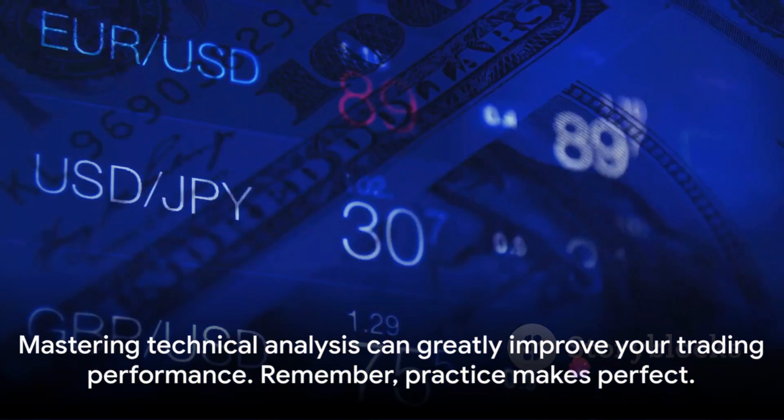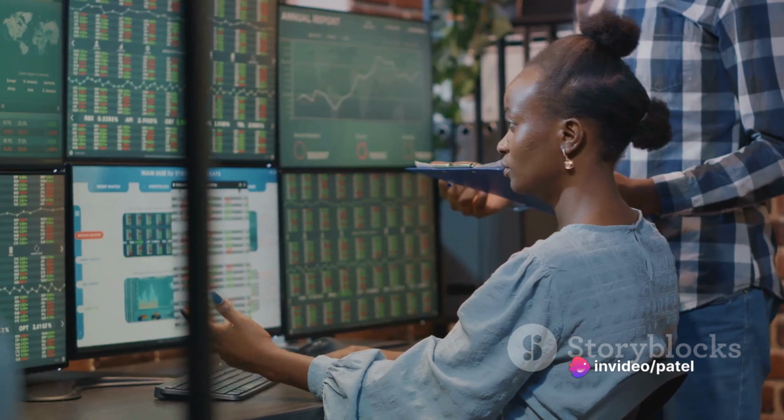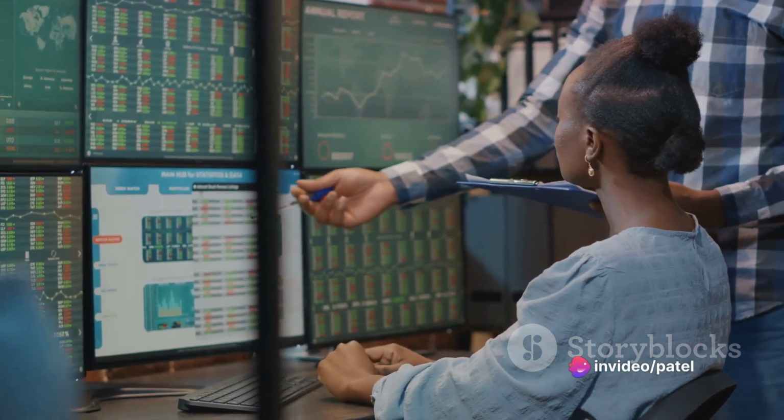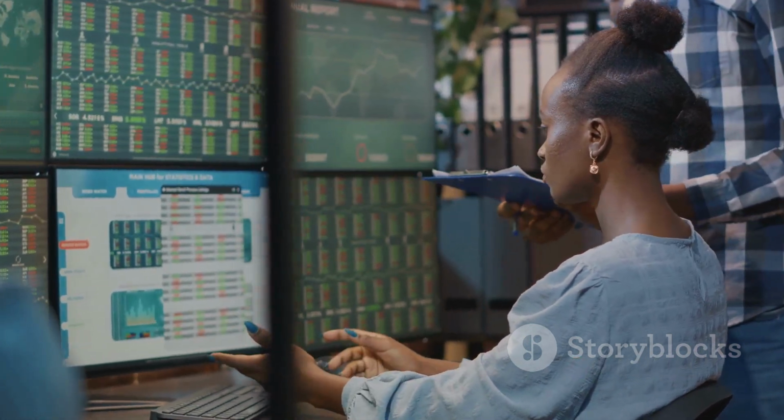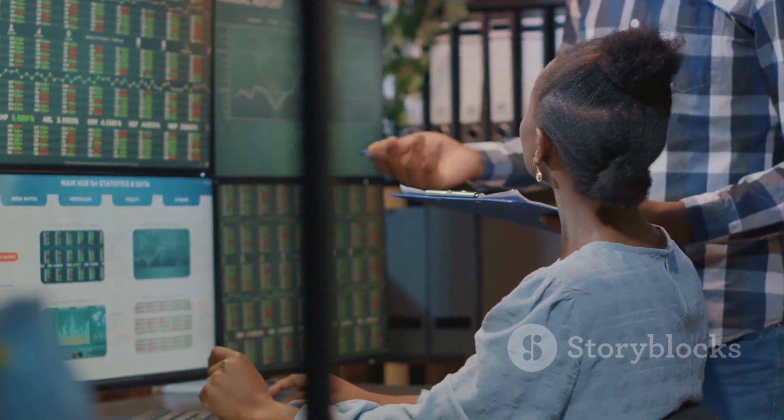Mastering technical analysis can greatly improve your trading performance. Remember, practice makes perfect. So keep studying, keep practicing, and keep refining your skills. After all, every successful trader was once a beginner who never gave up.